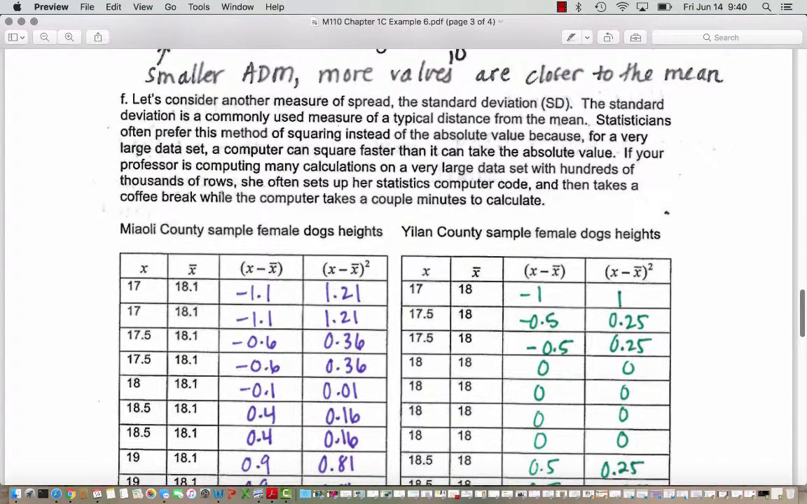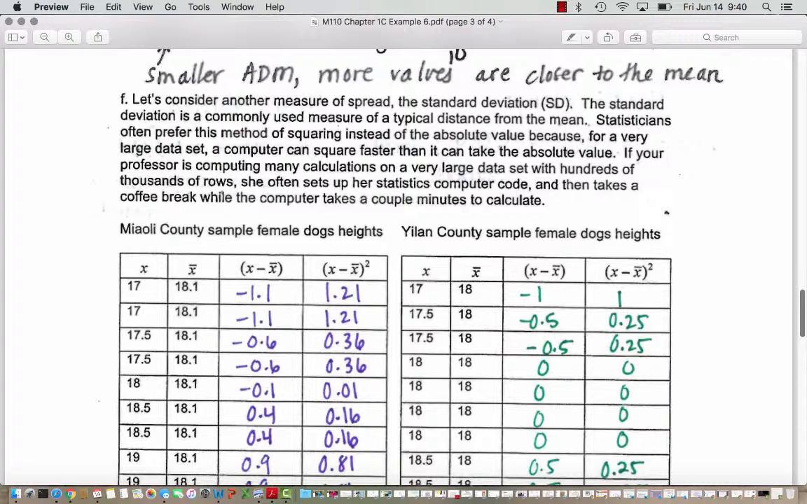Another measure of spread is called the standard deviation. And this is actually more commonly used. And StatCrunch reports to us the standard deviation, not the absolute deviation. And statisticians prefer this method of squaring to get positive distances rather than the absolute value, because if you've got a big data set, sometimes I work with data sets in the millions, a computer can square faster than it can take the absolute value.